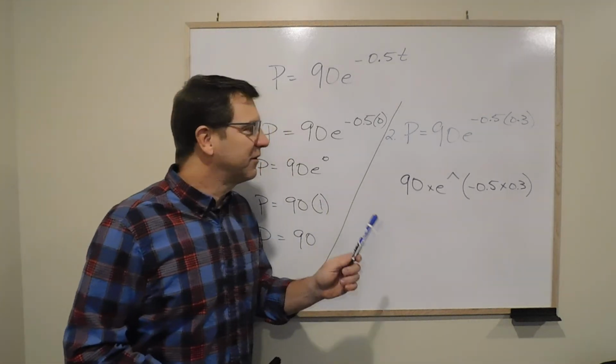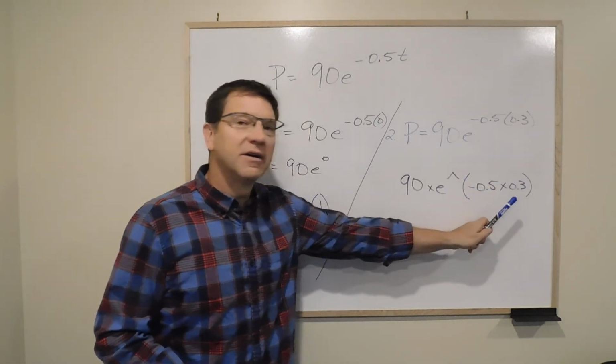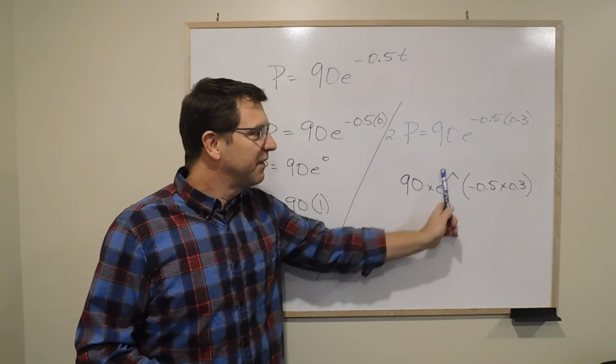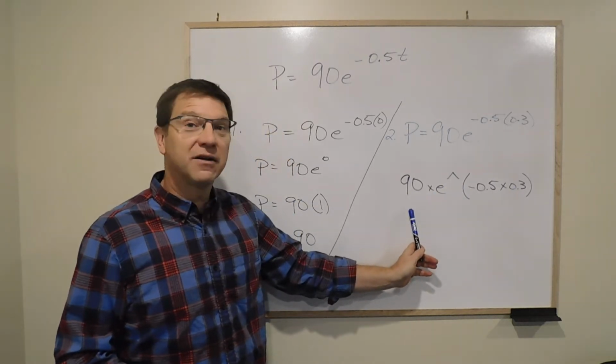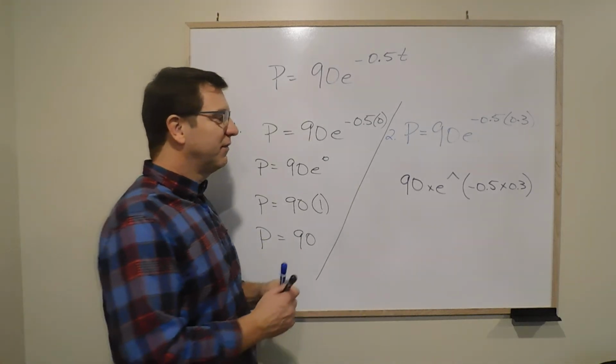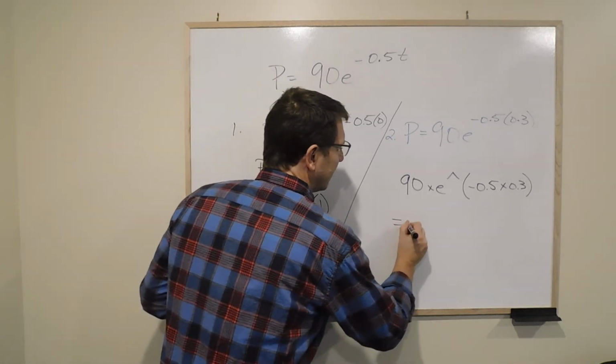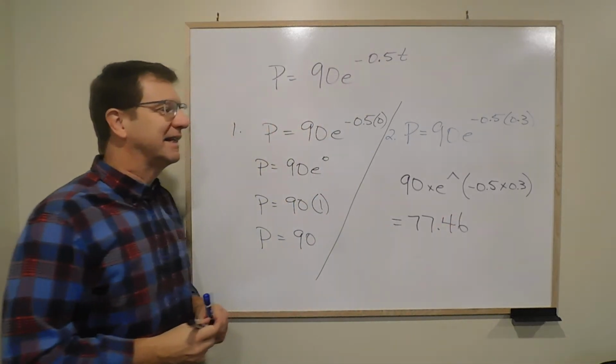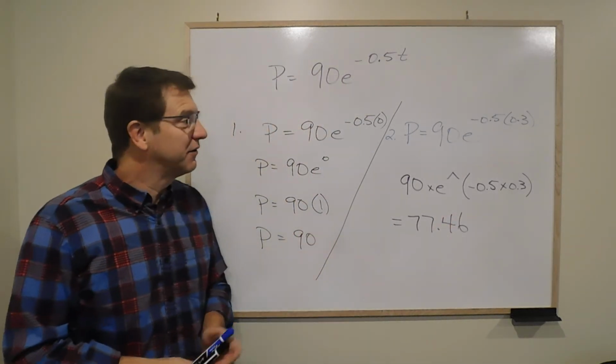Now remember, you have to put this in carefully. I need these brackets because BEDMAS says it'll do the brackets first, then it'll do the exponent, then it'll do the multiplication. So if you've entered it correctly, you will get 77.46. And then you can answer the question.